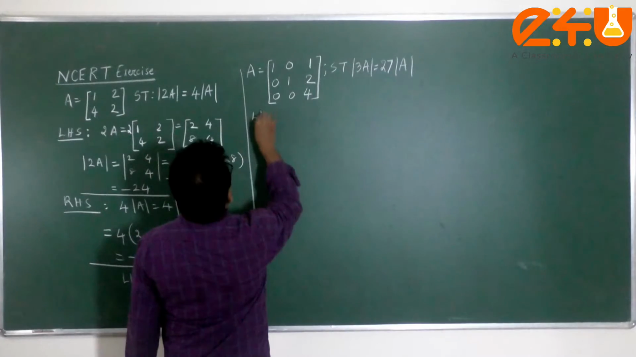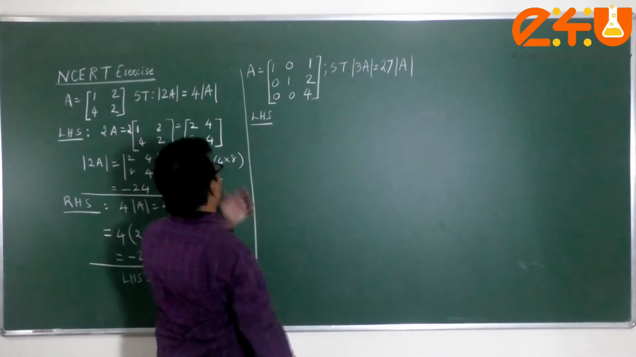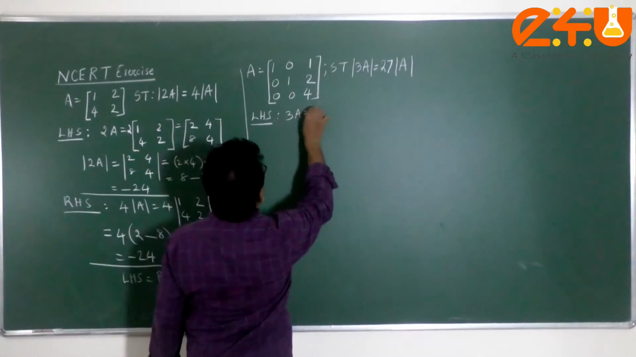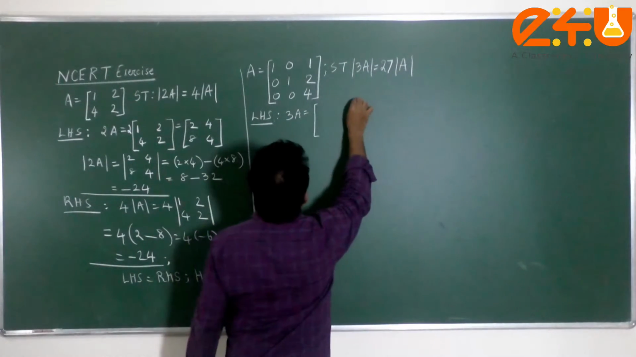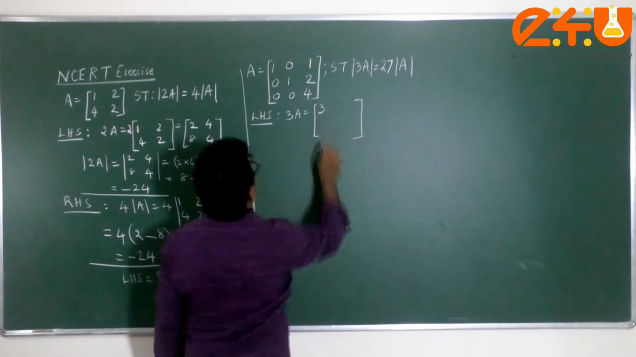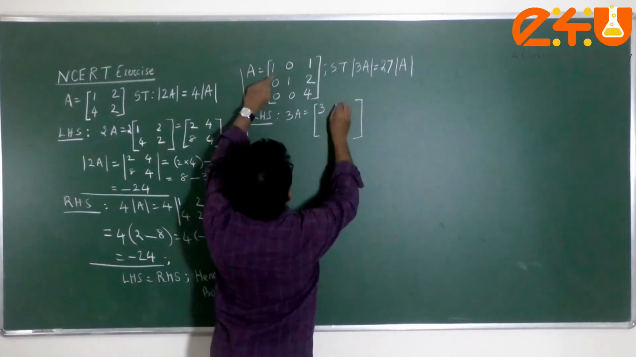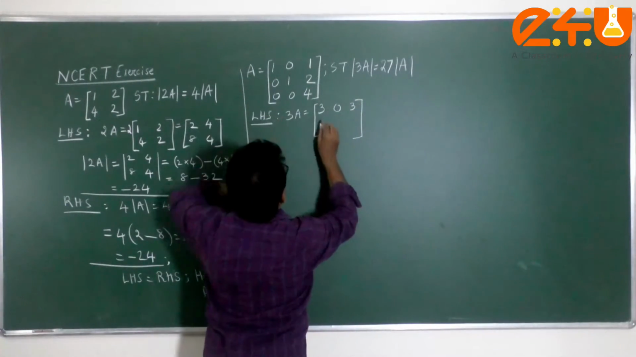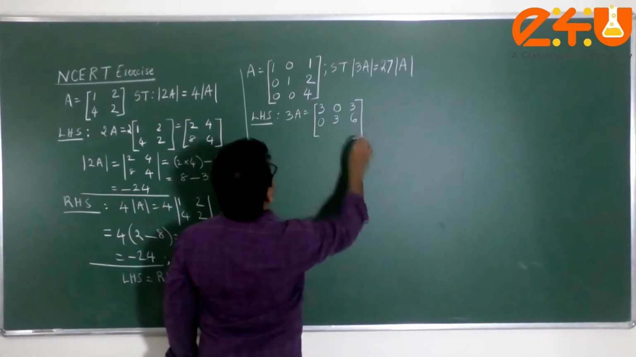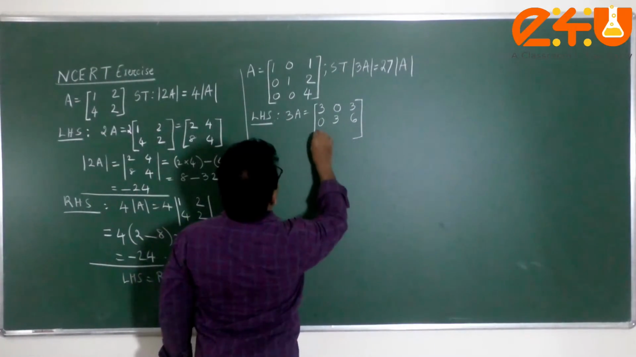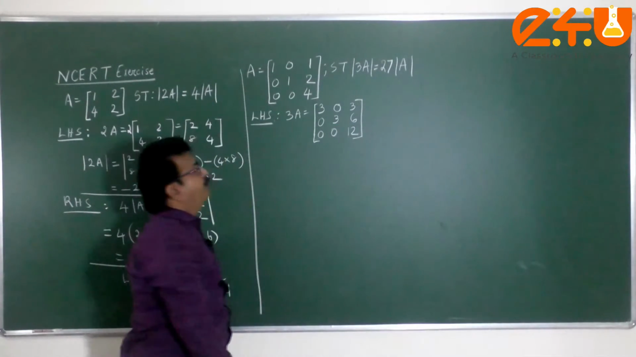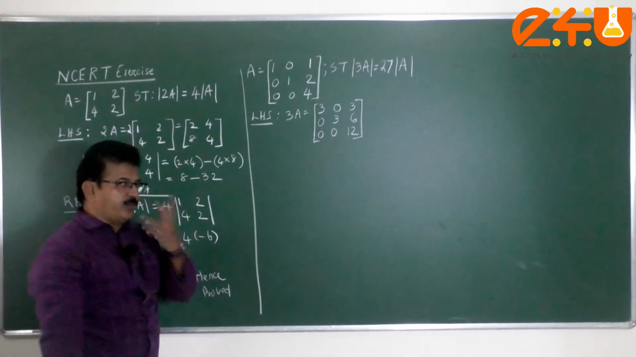So let us proceed as in the previous problem. We need to work out what is 3 times the matrix A. So every element is multiplied by 3. I am doing it already. So 3 times 1, 3 times 0, 3 times 1. Again 3 times 0, 3 times 1, 3 times 2, 6. Then 3 times 0, 3 times 0, 3 times 4, 12. And it is easy to evaluate.